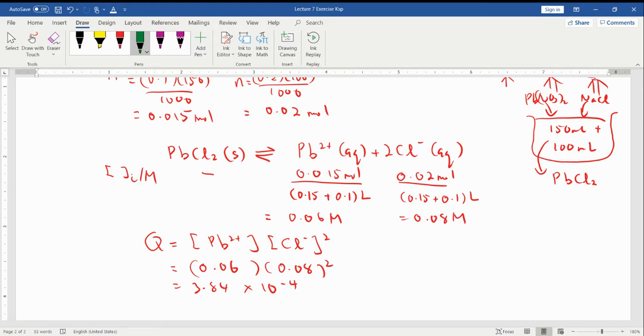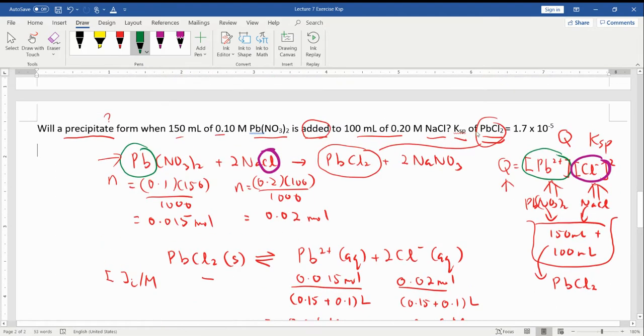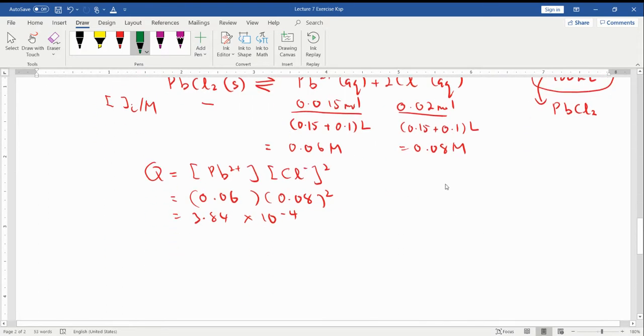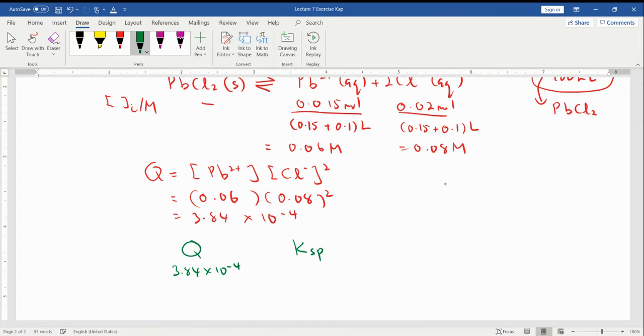Now let us compare Q and KSP. KSP is given, 1.7 times 10 to the power of negative 5. So let's compare now. Q, I have 3.84 times 10 to the power of negative 4. Then the solubility product given is 1.7 times 10 to the power of negative 5. So is Q larger, smaller or equal to KSP? Looking at the values, negative 4 and negative 5 show that Q, the reaction quotient, is greater than the solubility product.